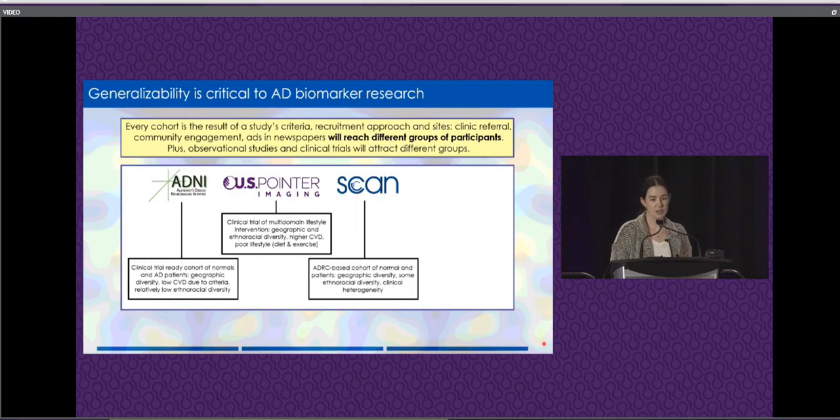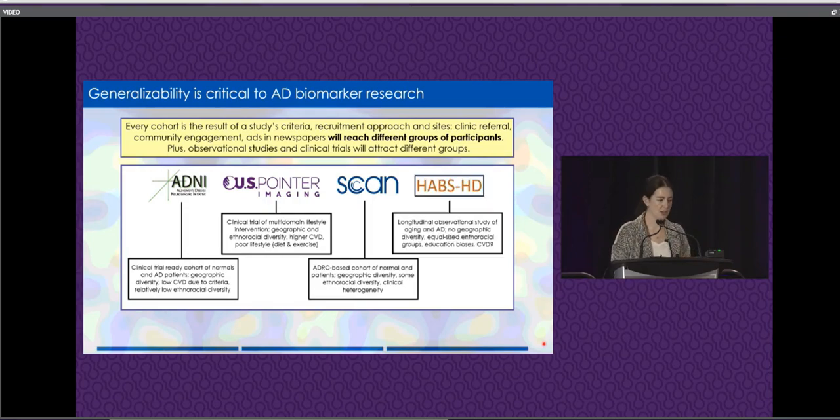The SCAN cohort is comprised of individuals from U.S. Alzheimer's disease research centers. They are normals and patients, both AD and non-AD dementias. There's geographic diversity, some ethno-racial diversity, and significant clinical heterogeneity. And finally, HABS-HD. This is a study of aging in AD. There's no geographic diversity as it's a single-site study, but equal-sized ethno-racial groups.